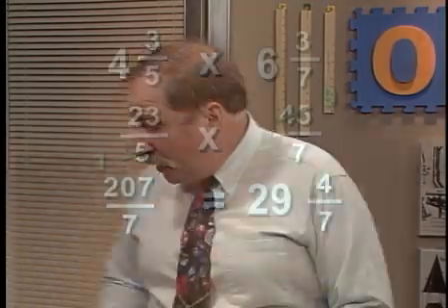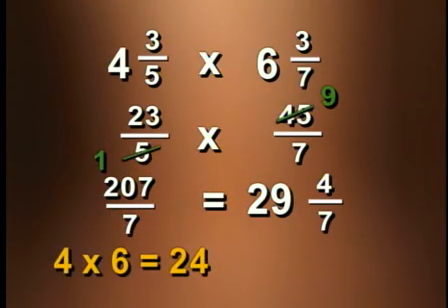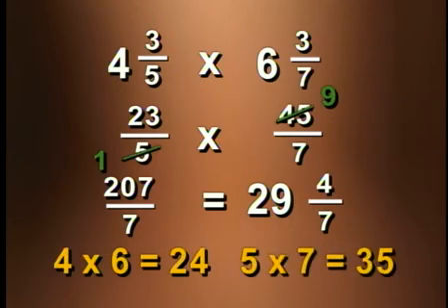But in multiplication, it's very possible to make a small error that leads to a large error in your answer. So what I like to do is say, look, 4 3/5 is between 4 and 5. 6 3/7 is between 6 and 7. If I multiplied 4 times 6, I'd get 24. If I multiplied 5 times 7, I'd get 35. What that means is that my answer should be between 24 and 35.